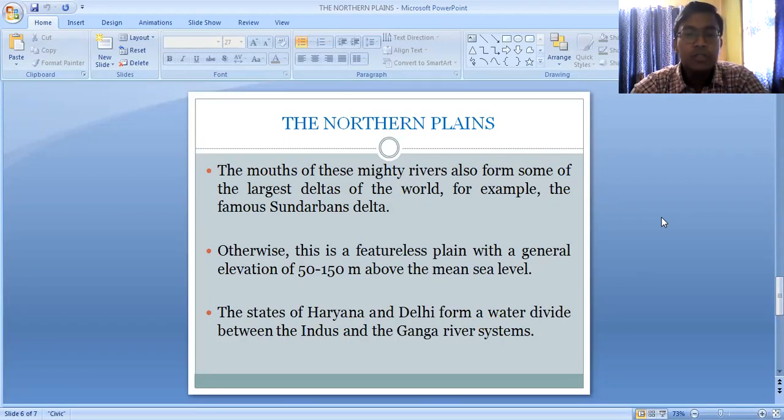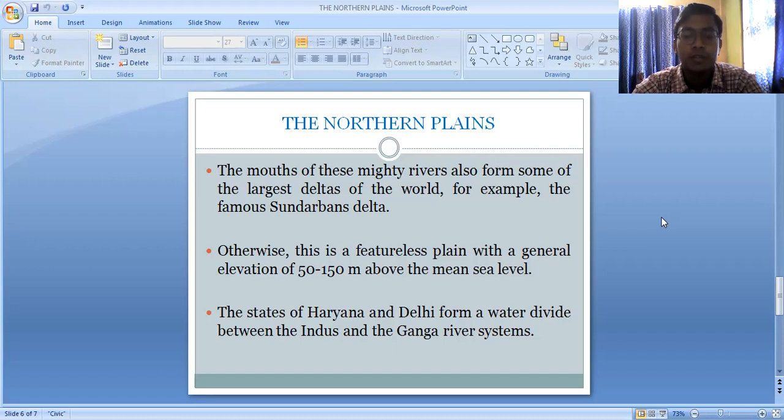The mouths of these mighty rivers also form some of the largest deltas of the world, for example the famous Sundarban Delta. The rivers which flow through these northern plains, that is the Indus, Ganga, Brahmaputra, and many other tributaries of these rivers, form the largest deltas of the world.